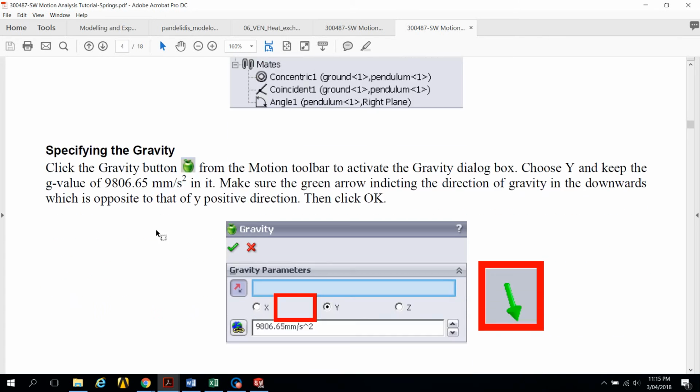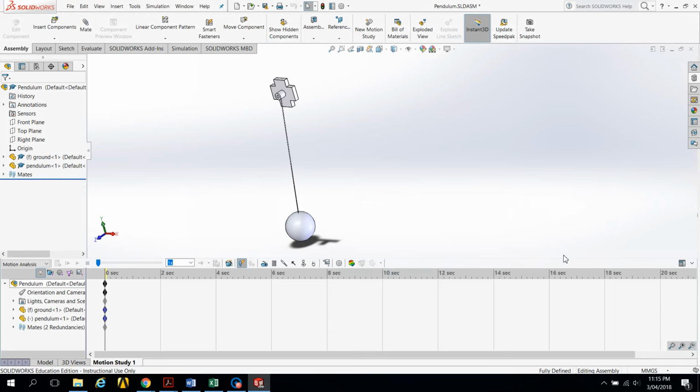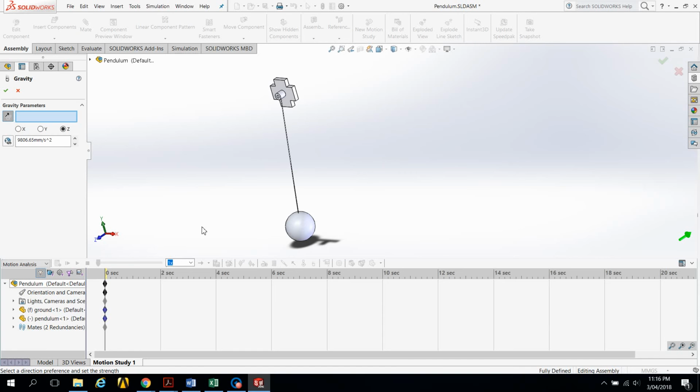Specifying the gravity is very important. Click the gravity button from the motion toolbar to activate the gravity dialog box. Choose the Y direction and keep the value of 9806 millimeters per second square. Make sure that the green arrow indicates the direction of the gravity to be downward, which is opposite to the positive direction. Then click OK. So we go to search for the gravity. I can see an apple here. Click.